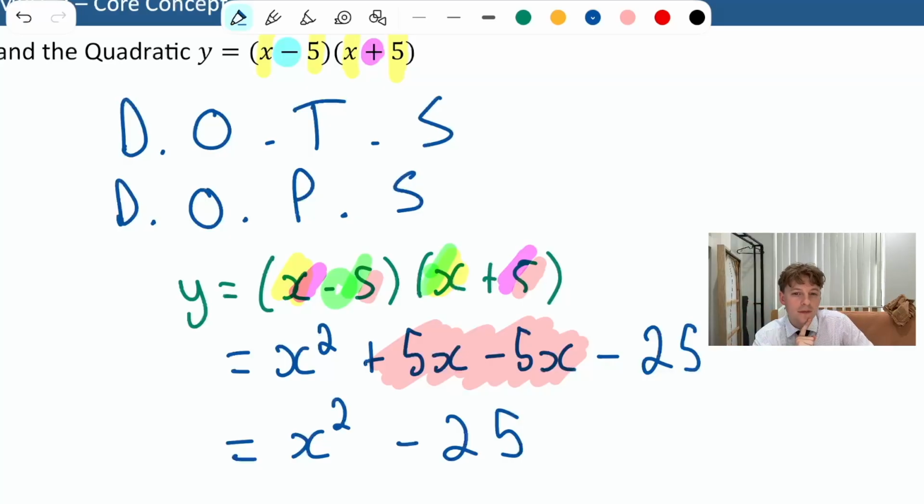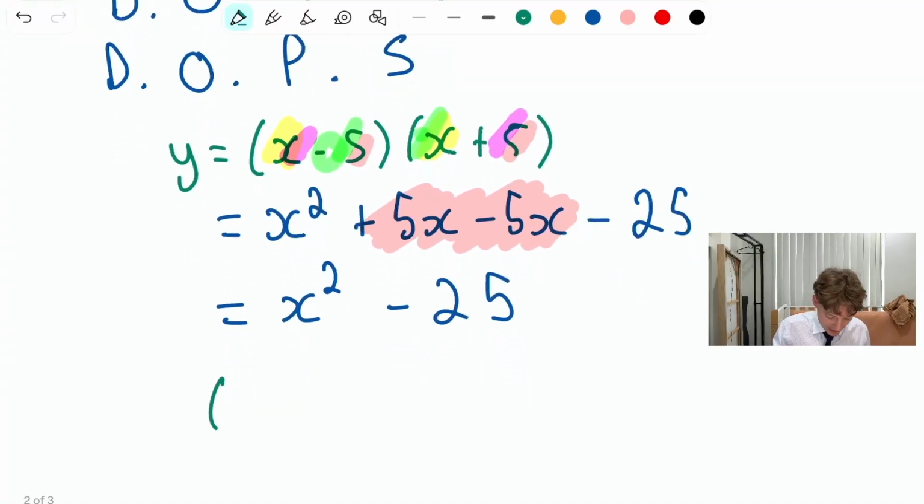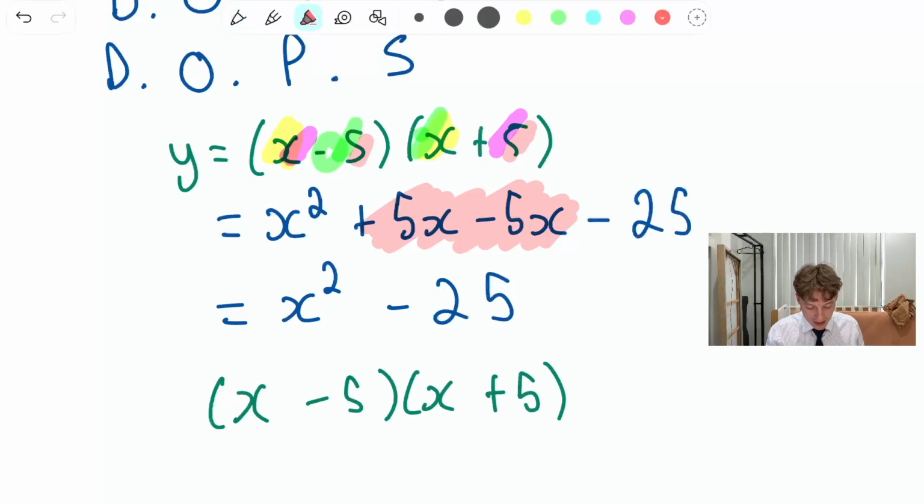Now, why it's called difference of two squares, and why I prefer the name DOTS over DOPS, is pretty simple. Okay, if I just consider the brackets I had before, I'm going to rewrite the brackets here. I've got x minus 5, I've got x plus 5. All I've done is I've taken my first term, I have squared that, and I've taken the difference. Difference in maths means I've subtracted the second term squared.